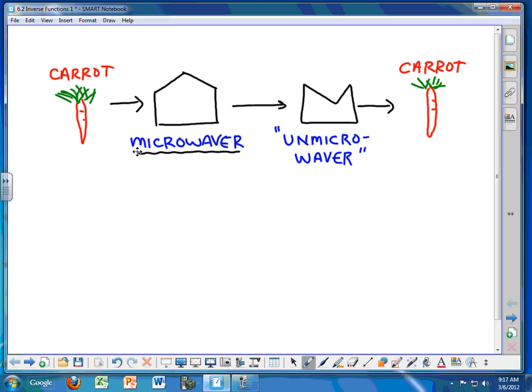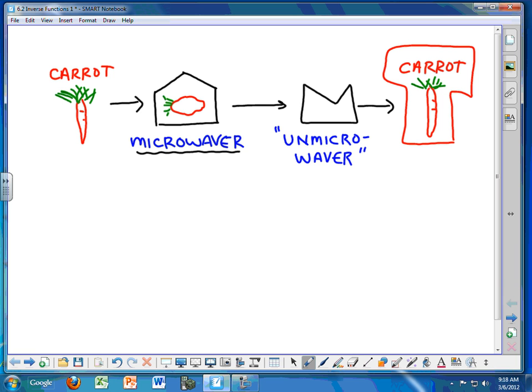If you put the carrot into the microwaver, it turns into something other than a carrot. It might turn into maybe some, I don't know, some very soft, mushy, carrot-like stuff. And here's the little greens there. And then what if we could have something that was the unmicrowaver? So you put that mush into the unmicrowaver, and it comes out to be exactly as it was when you put it in.